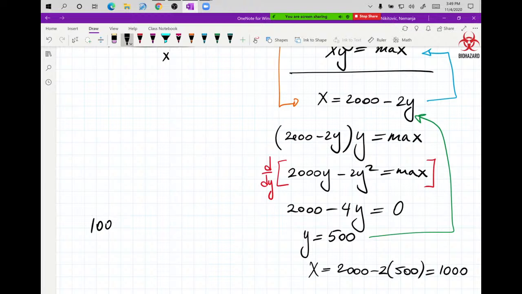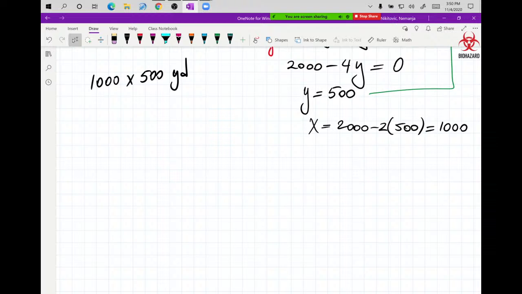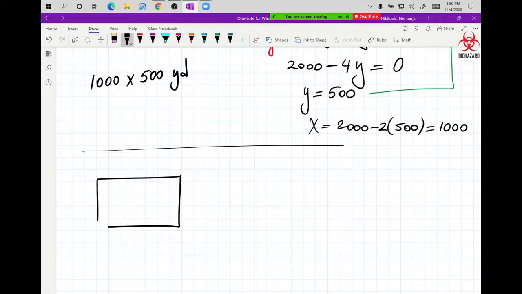So there's your 1,000 by 500 yard dimensions now, because we do not have a standard rectangle, right? We messed with it a little bit, and because we did that, it's no longer a square for the answer. Now we have 1,000 times 500 yard as the dimension. We have all possible ways to mess with this.